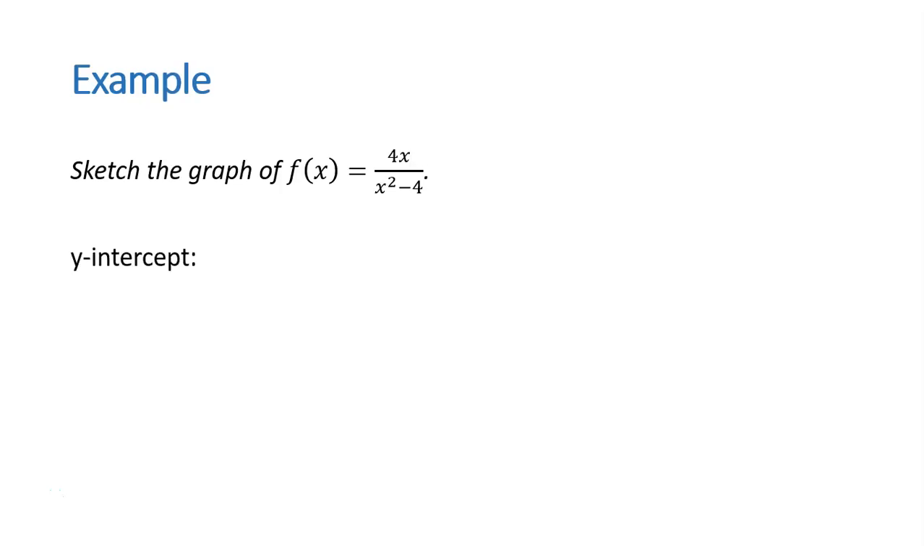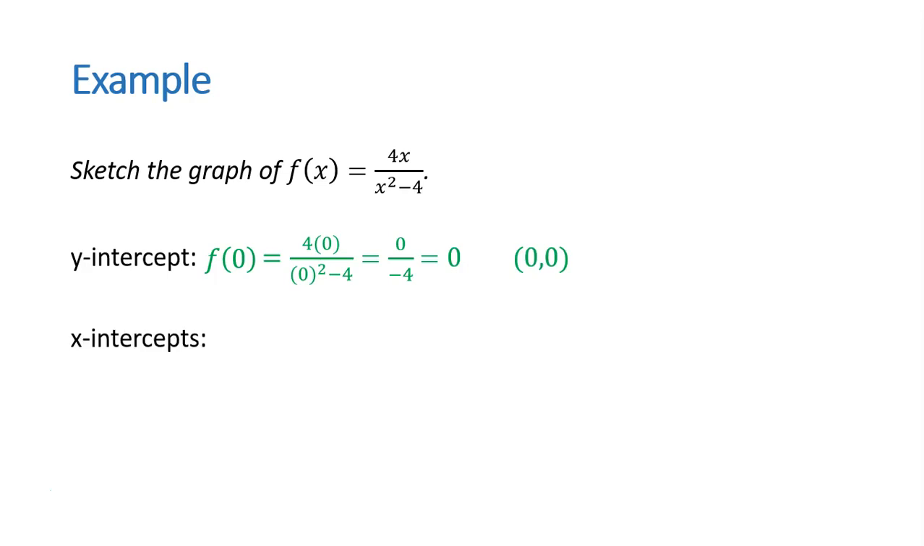So we start with our intercepts. Our y-intercept is at f of 0. So 4 times 0 divided by 0 squared minus 4. Well, our numerator is going to be 0. Our denominator is -4, which simplifies down to 0. So our y-intercept is the point (0, 0).